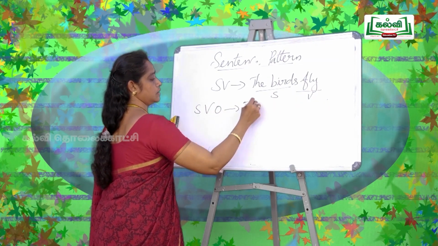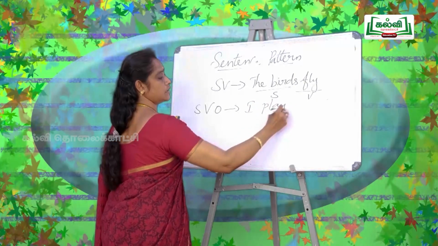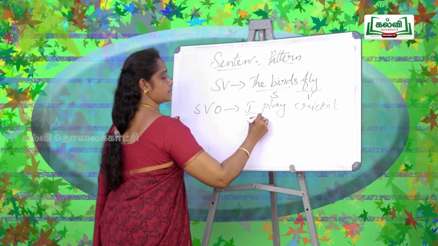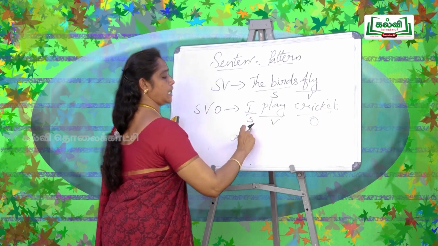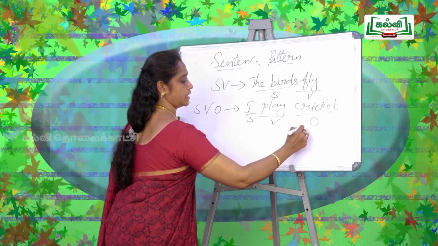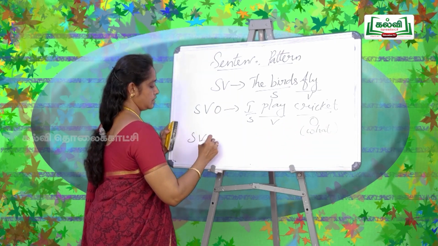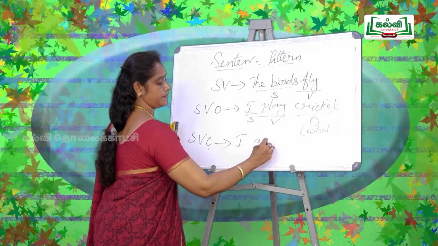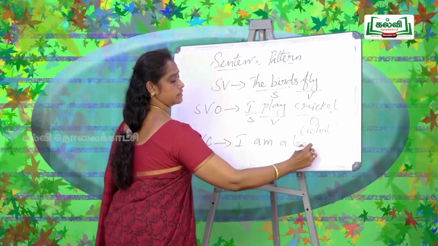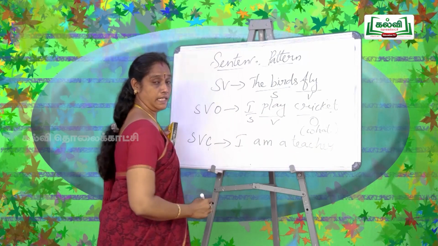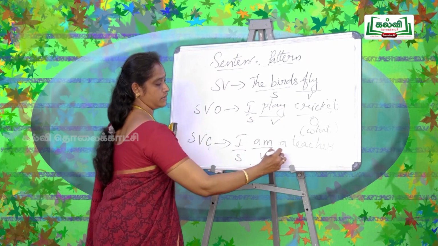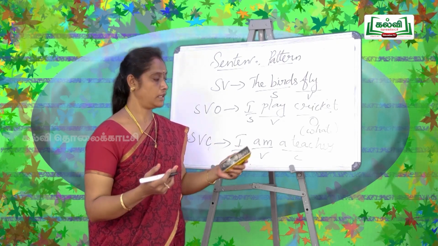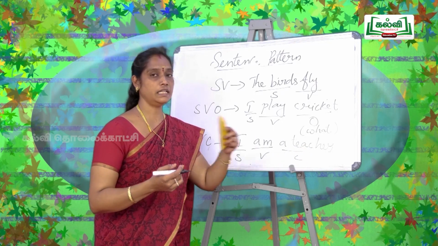SVO. I play cricket. I subject, play verb, cricket object. I play what? I play cricket. Then SVC. I am a teacher. I subject, am verb, a teacher complement. I am... so you have to use the word teacher. So this is called a complement.